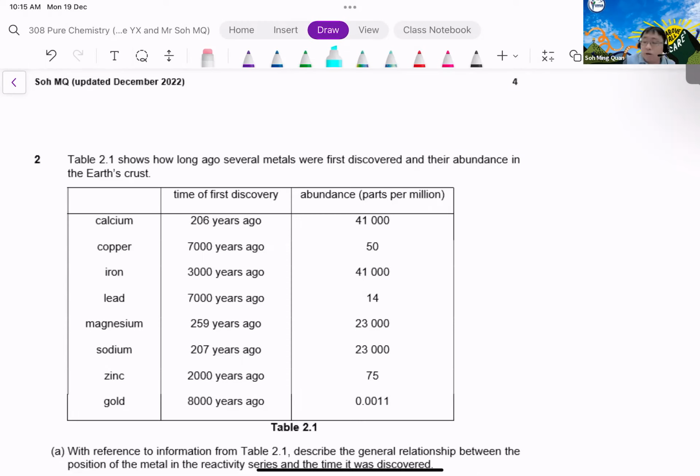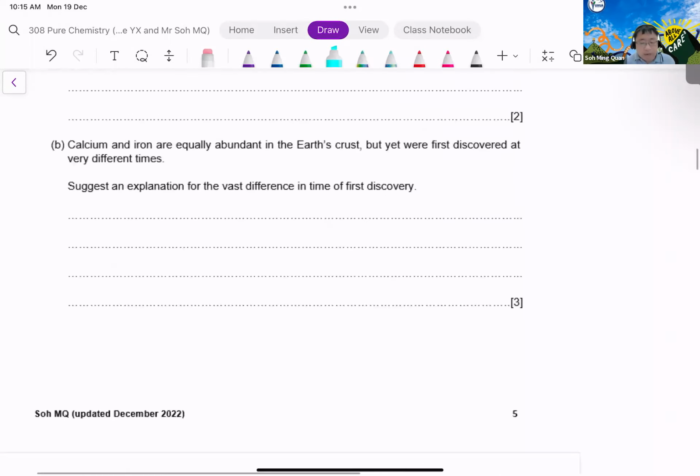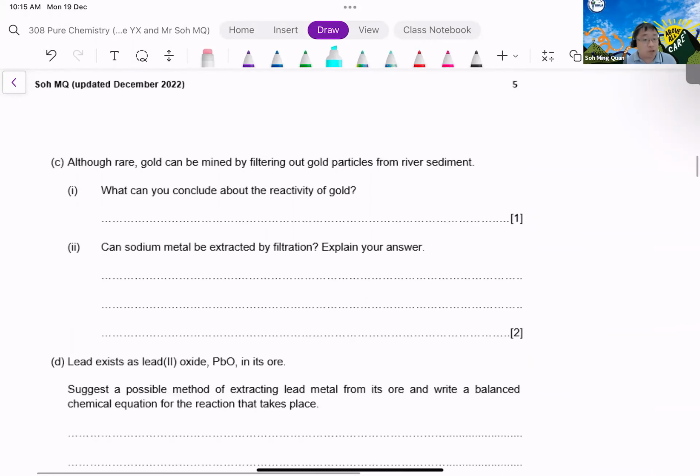All right. I've also given you the abundance of the metal, right? Abundance is how much of the metal do you actually have on Earth. So you can see that gold was discovered a long time ago, 8,000 years ago. However, gold is valuable because it's very rare. You can see that 0.0011 is a very, very low abundance, very rare. Okay. Now, I shall leave you to do question 2 on your own as well.